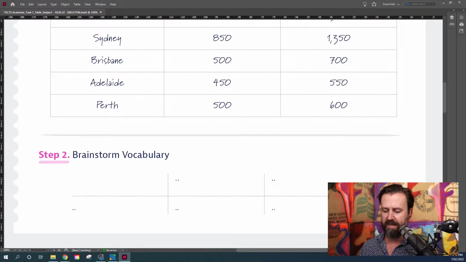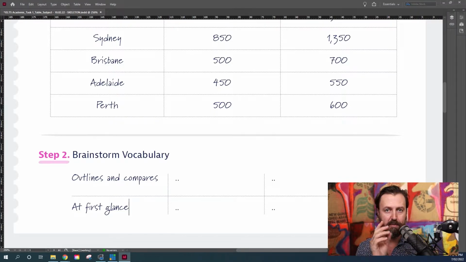The first thing I would say here are these words here. So outlines and compares. This is a couple of words that we can use in the very beginning of the piece of writing, and I'll show that to you a little bit later as we go through the piece. We also want to use these words here, at first glance. That is when we look at something and we immediately see something. It's really important that we use this vocabulary to show the examiner that we do know some uncommon vocab, and we're not just going to write I see in the table this. We need to approach it in a more academic manner.